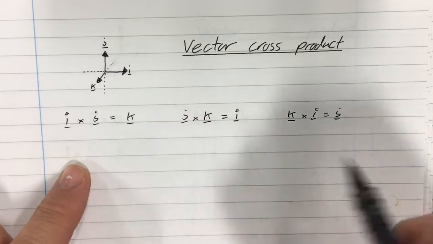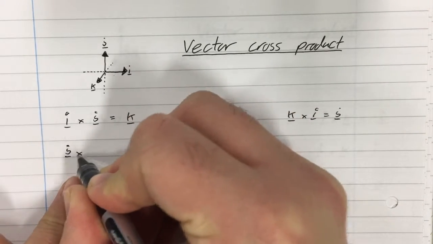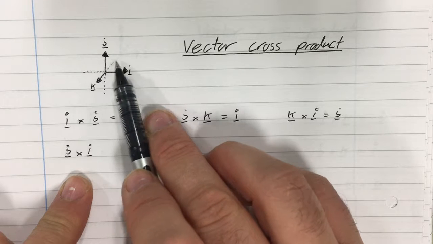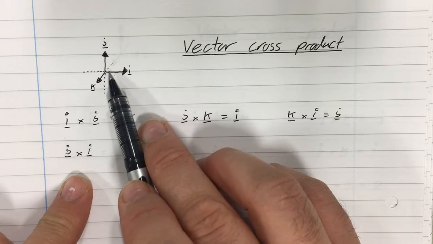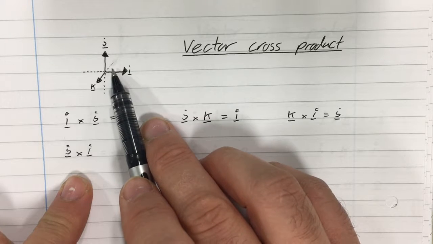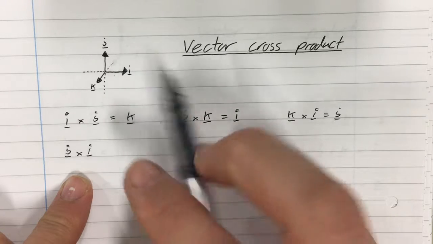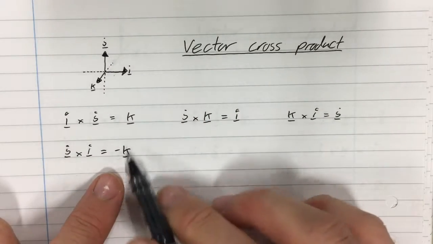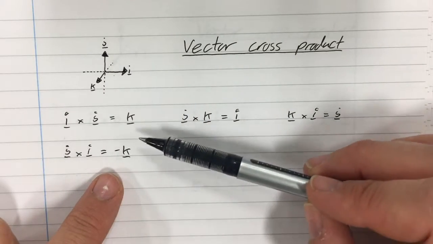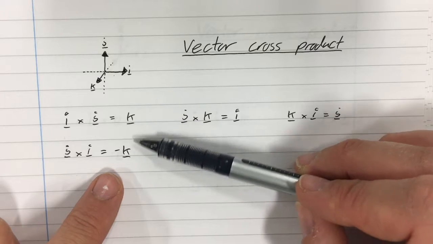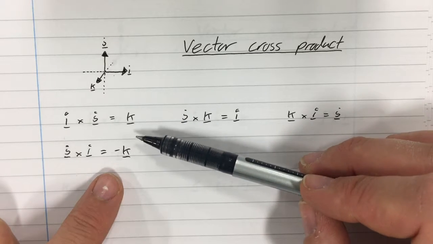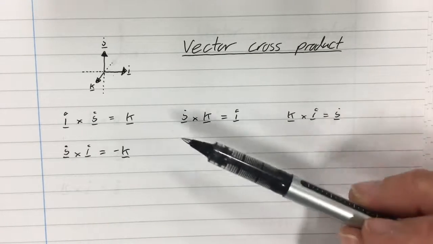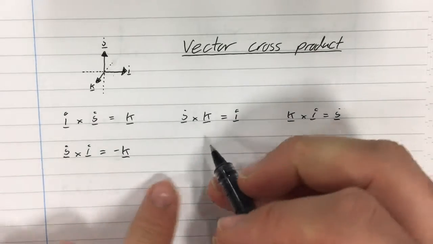go up. But if I do it the other way around, so j cross i, then I'm going to be facing towards i, move 90 degrees so I'm going down, turn my head to the left, and then move 90 degrees. I'm actually going to be facing away from k, and this gives me the result that j cross i is minus k. So what we find is that in the vector cross product we have an anti-commutative property, which means that a cross b equals minus b cross a. And that's true always.